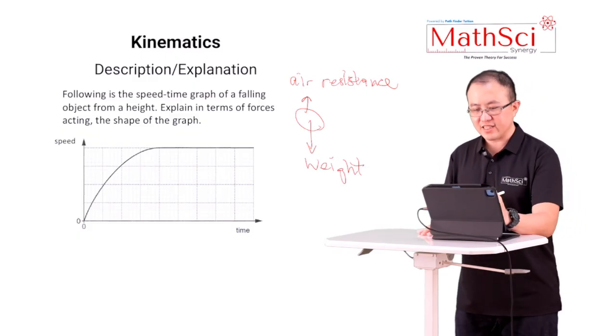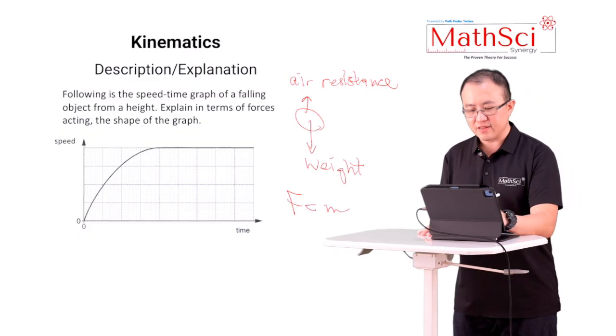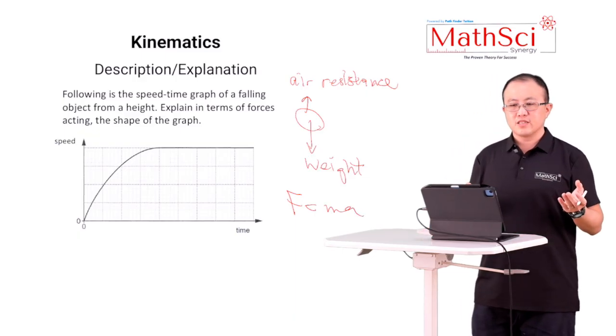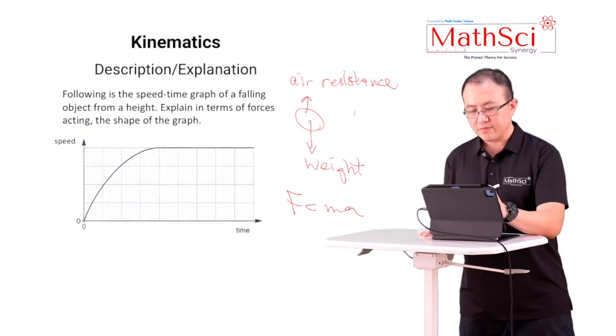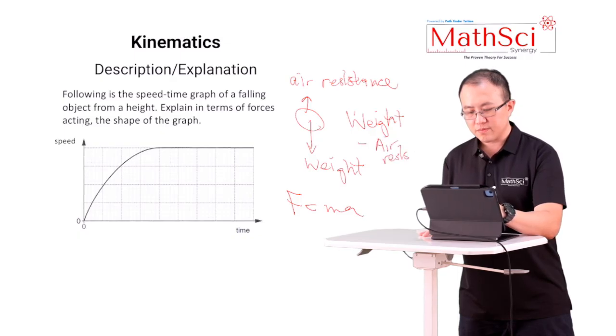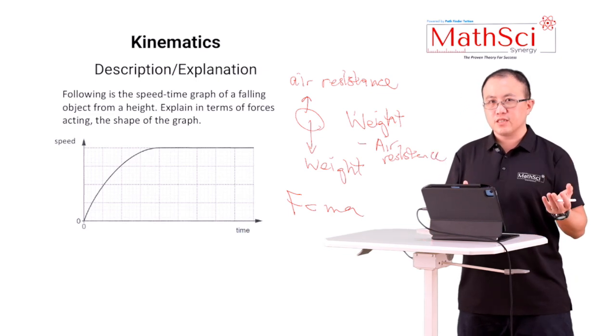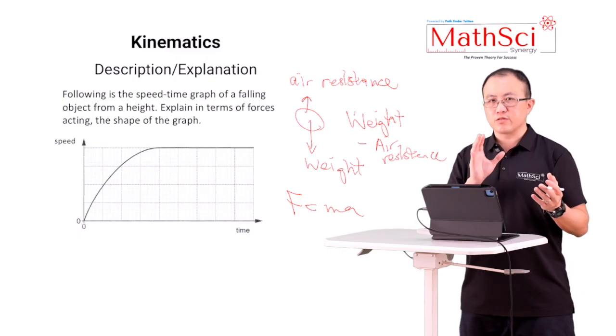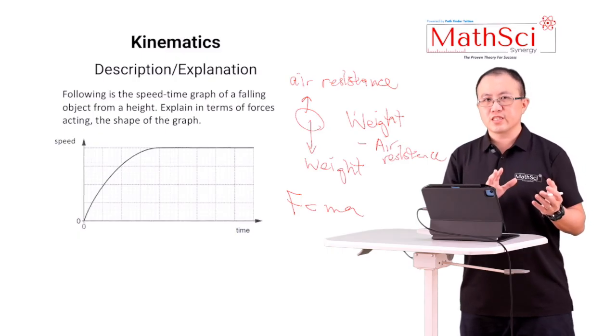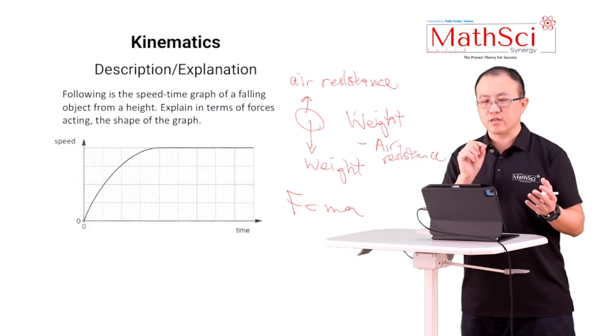Because Newton's second law says F equals ma. So as you move faster and faster, the net force actually decreases, because the net force here, as you can see from my diagram, is given by weight minus air resistance. Because as you move faster, the air will act against you more. And then eventually what happens? The air resistance will be equal to your weight. And this is the point where you stop accelerating. In the pure physics syllabus, this is known as terminal velocity or terminal speed.